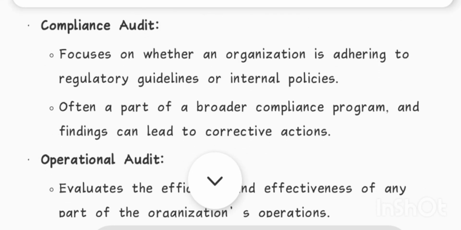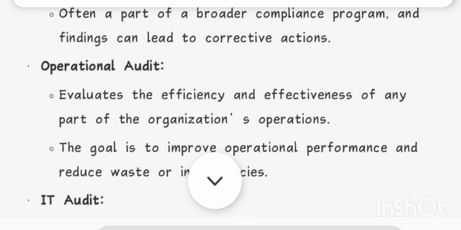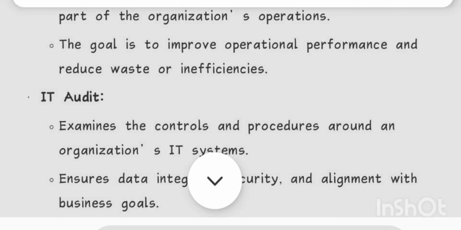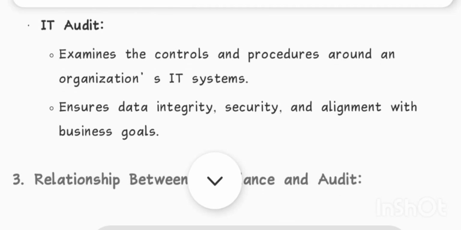Compliance audit focuses on whether an organization is adhering to regulatory guidelines or internal policies, often a part of a broader compliance program, and findings can lead to corrective actions. Operational audit evaluates the efficiency and effectiveness of any part of the organization's operations. The goal is to improve operational performance and reduce waste or inefficiencies. IT audit examines the controls and procedures around an organization's IT systems, ensures data integrity, security, and alignment with business goals.